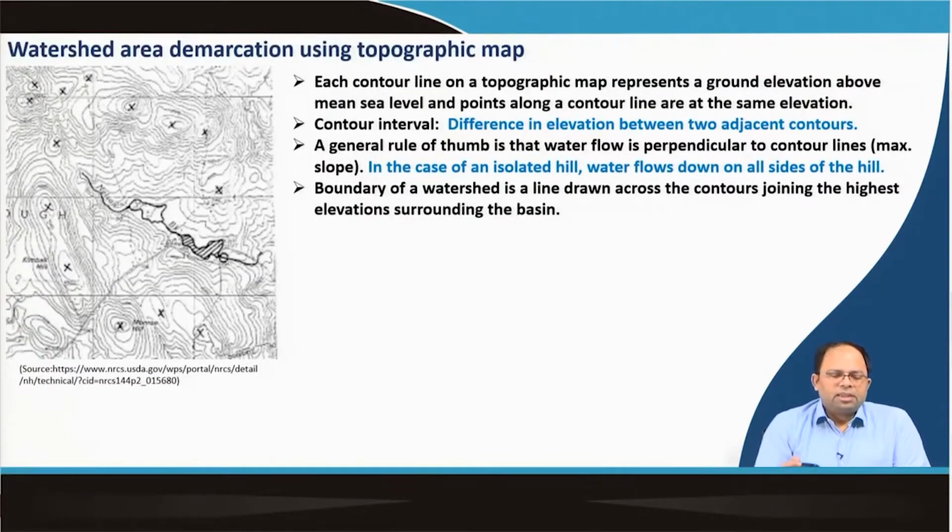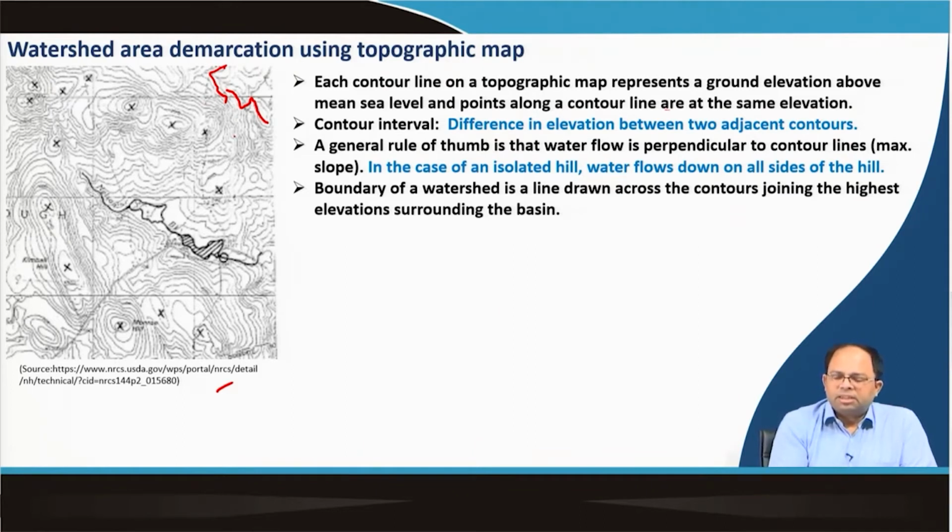So, first of all, when we demarcate a watershed area using topographic maps, you can see that this is a topographic map, this particular image, and each contour line on the topographic map represents a ground elevation above the mean sea level, and the points along a contour line are at the same elevation. So, that means all the lines that you are seeing over here, all these lines are at the same elevation. And this contour interval, that is the difference in elevation between two adjacent contours, is also given.